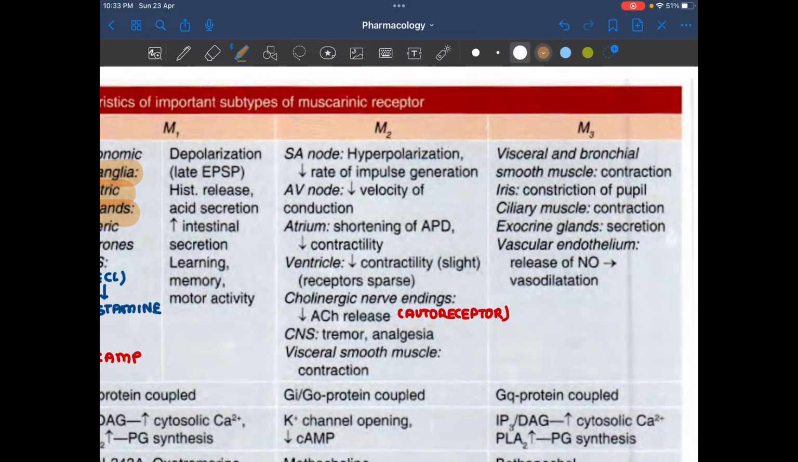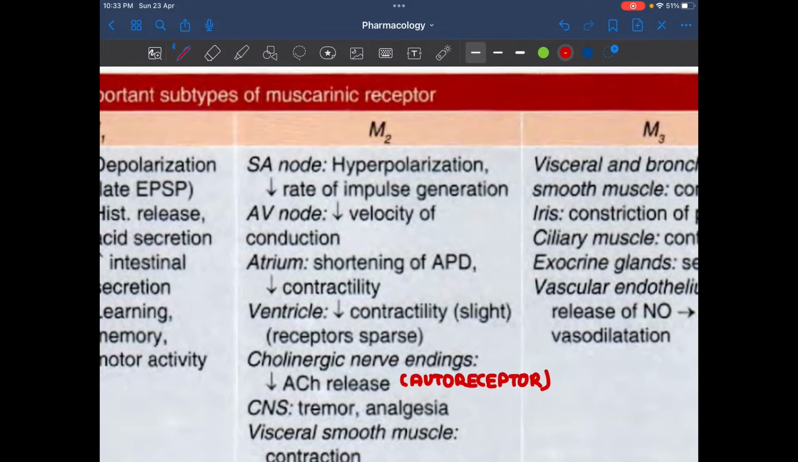So if they work on the SA node, mainly they're going to decrease what? They're going to decrease your heart rate. If they're going to work on the AV node, what will happen? At the AV node we know we have the slowest conduction. By hyperpolarizing the AV node, they're going to even function as negative dromotropic action, meaning they will also decrease the velocity there. So you're going to decrease the velocity of your conduction. So it is negative inotropic. Oh, sorry, negative chronotropic, negative dromotropic.